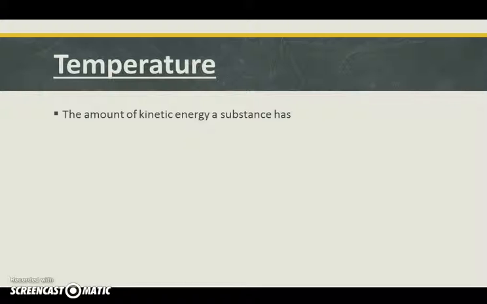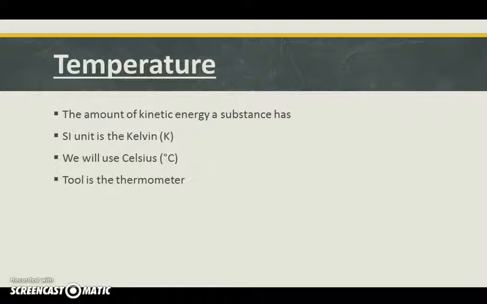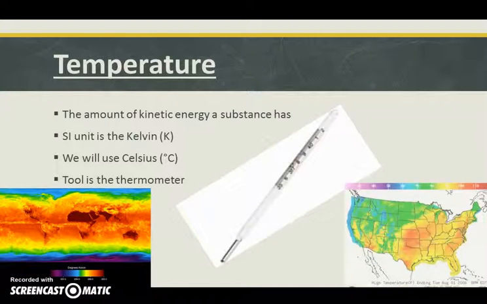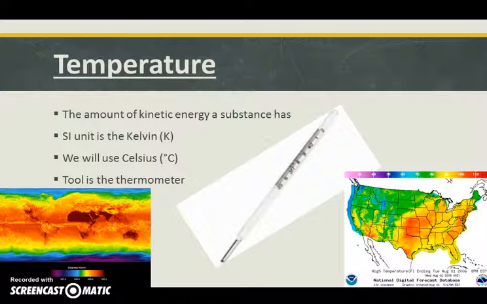Another thing is temperature, and that's the amount of kinetic energy a substance has. And the unit for temperature is actually Kelvin. Kelvin is a little bit more difficult to understand. It's represented by a capital K. Majority of this class we're going to use Celsius instead. But what do we all know that we use here? Fahrenheit, right? So what we're going to use is the thermometer. You guys all know what a thermometer is, right? But instead of using the Fahrenheit side, we are actually going to use Celsius.